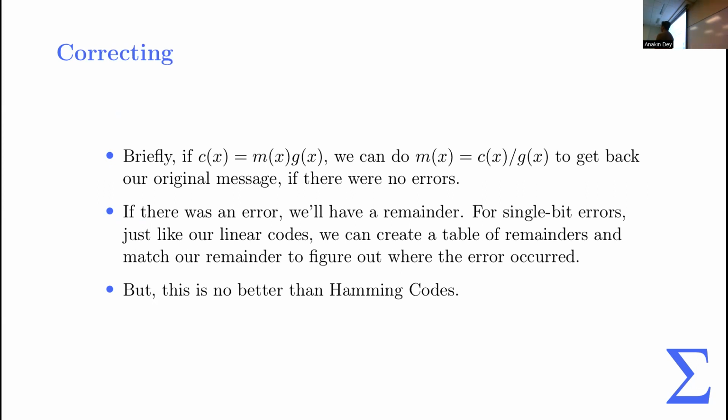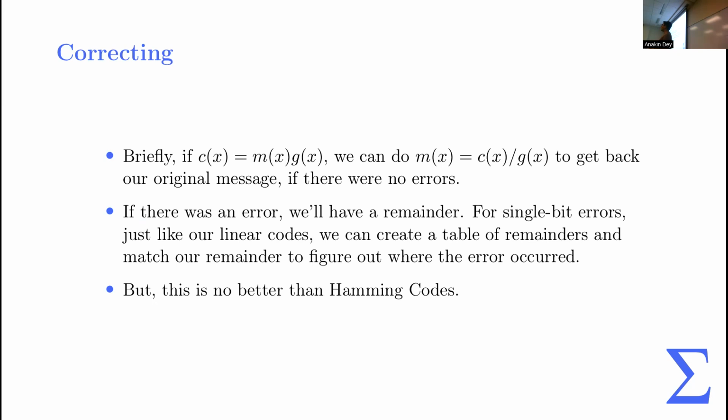So for single bit errors, just like we did for linear codes, if you remember, we had that syndrome vector, we looked it up in the matrix to figure out which bit that error happened in, and then we can figure out what happened. Here we can do the same thing. It's a little bit more complicated.